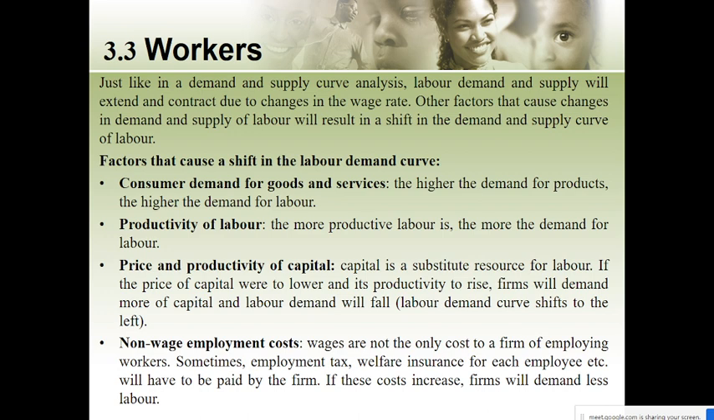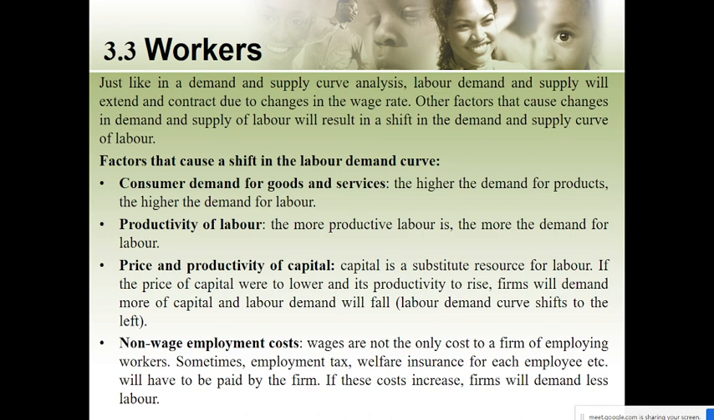Number one is consumer demand for goods and services. The higher the demand for the products, the higher the demand for labor. If the demand for the product increases, you need more production. If you want to produce more products, you need more labor. So the consumer demand for goods and services ultimately will increase the labor demand. Is it making some sense?